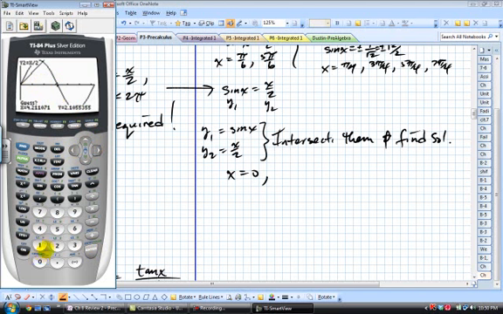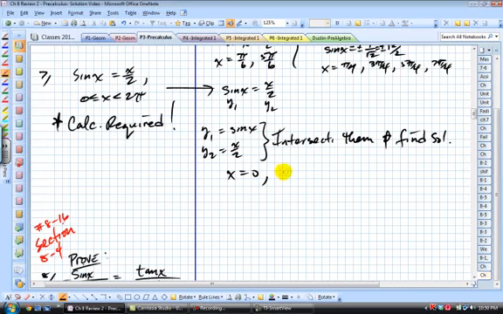Let me see, 1, 2. I'm going to enter in 2. So trace 2, enter, right about there. That's good enough. So go second trace, number 5, enter, enter. We're close enough. There we go, about 1.895. So that's good enough. So 1.895 radians. Okay?